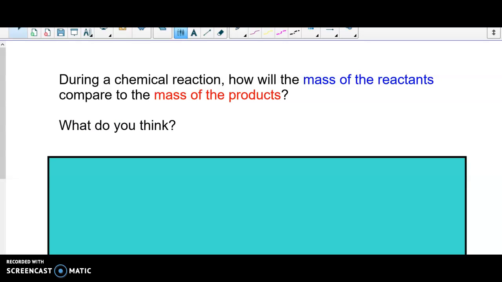One final note before we end. If I were to measure the mass of all of the reactants and then measure the mass of all of the products in any chemical reaction, what do you think we would find?